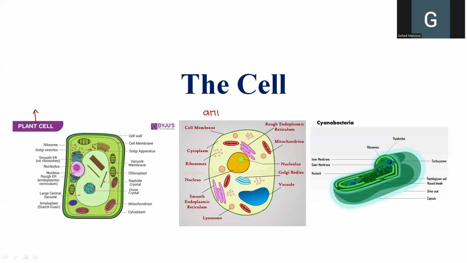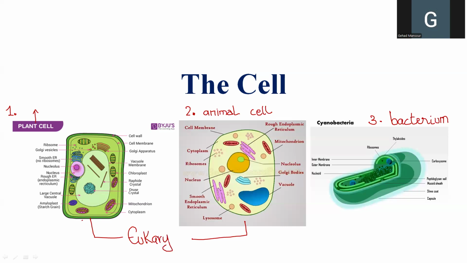There you can see a diagram of an animal cell. So cell number 1 is a plant cell. Cell number 2 is an animal cell. And cell number 3 is a cyanobacterium. So it is a bacterium or a bacterial cell. Of course, as I said at the beginning, the first two cells, number 1 and number 2, are eukaryotic cells. They are eukaryotic cells. Whereas the third cell is a prokaryotic cell.